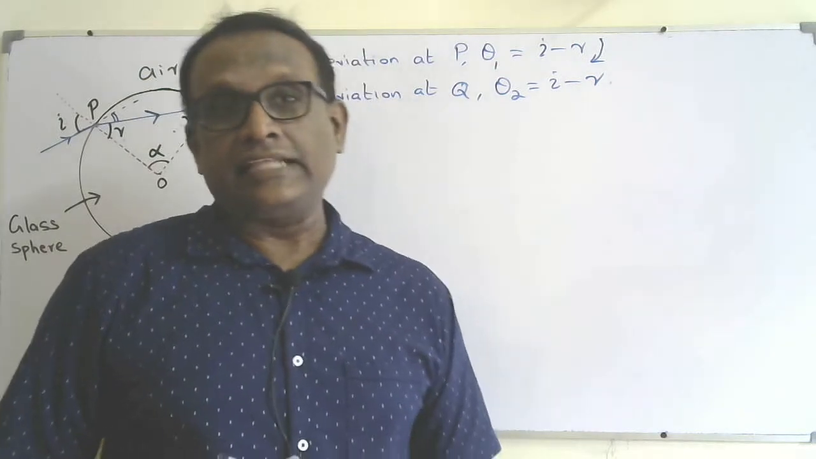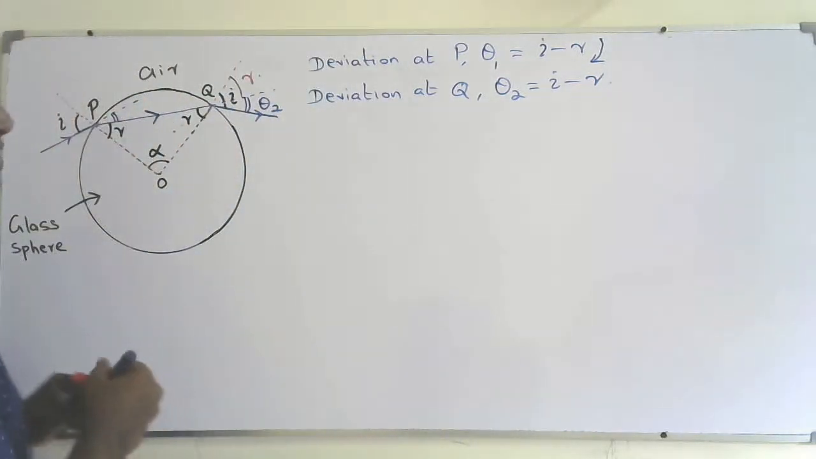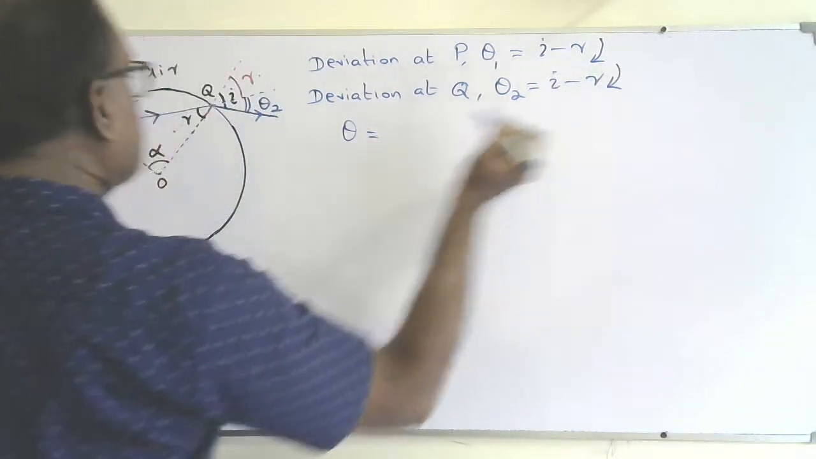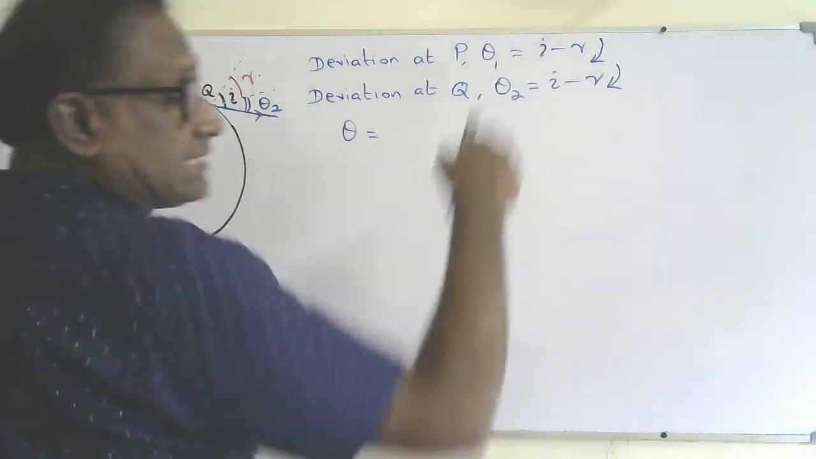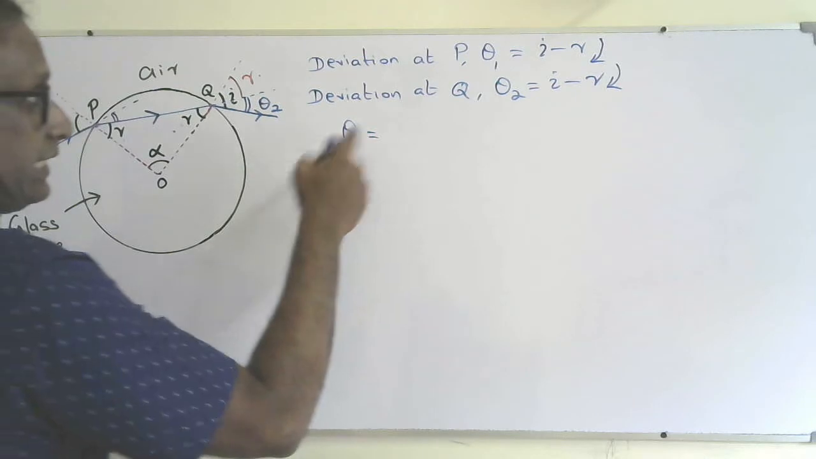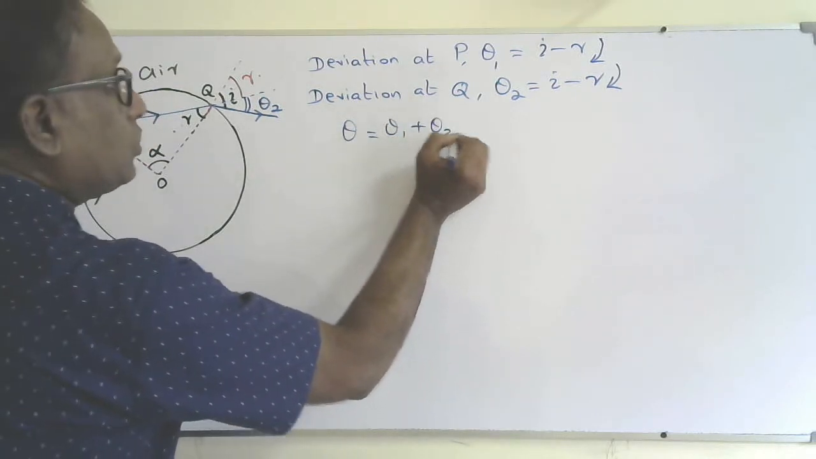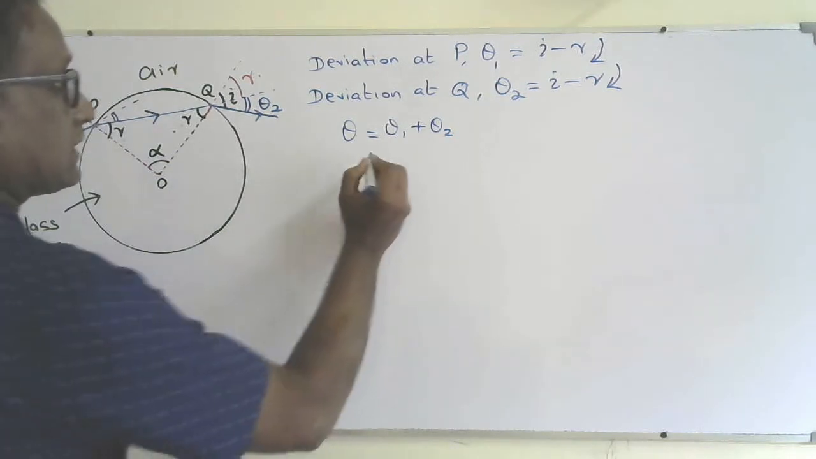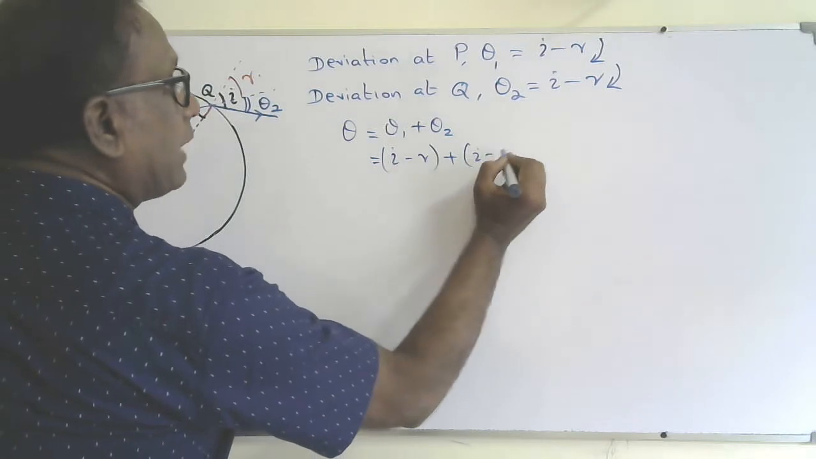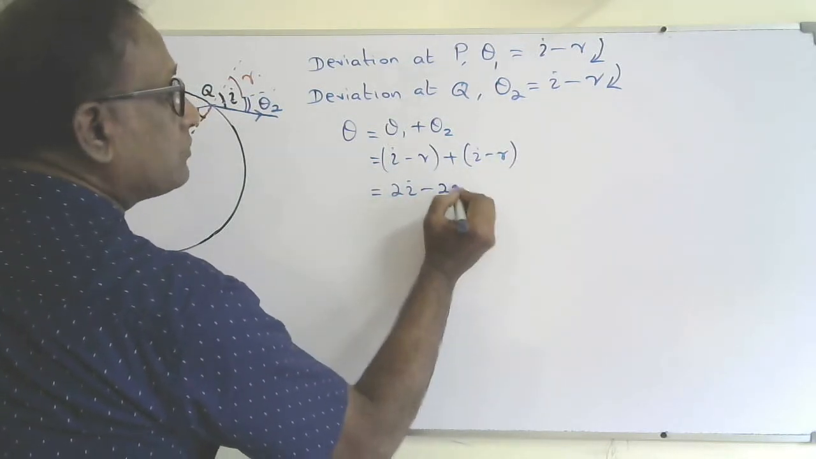In the question they are saying the total angle of deviation is theta. Both deviations at P and Q are in the same direction, that is clockwise direction. So total deviation theta equals theta 1, that is at P, plus theta 2 at Q, both in the same direction, that is I minus R plus I minus R, that is 2I minus 2R.